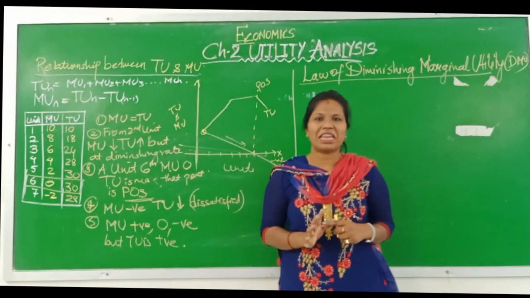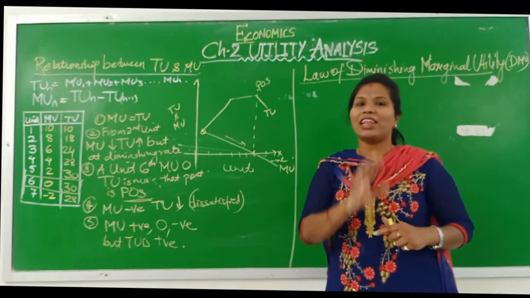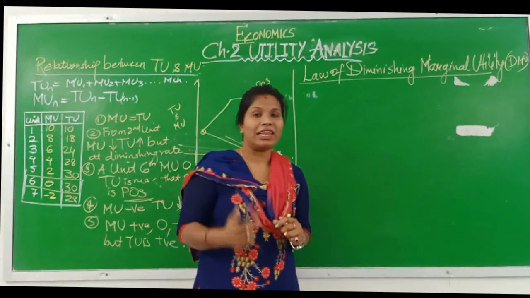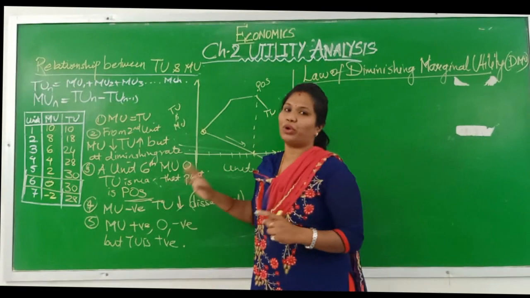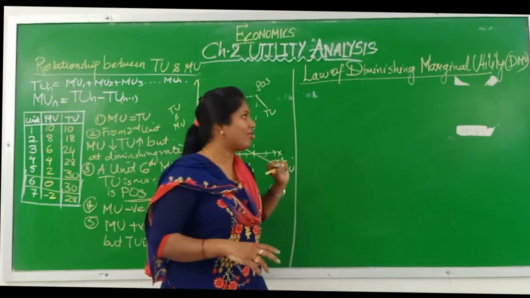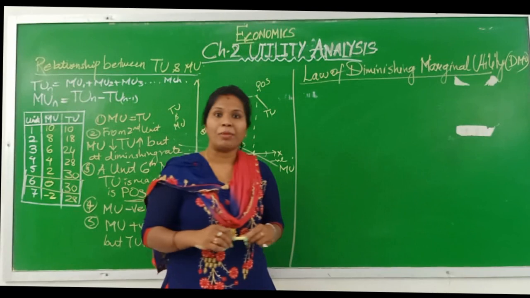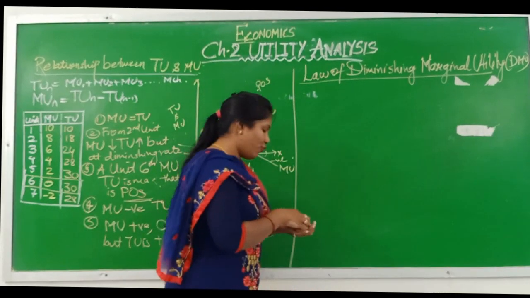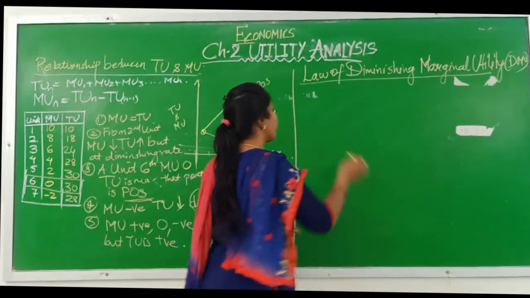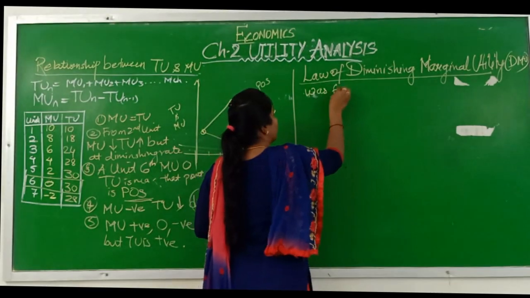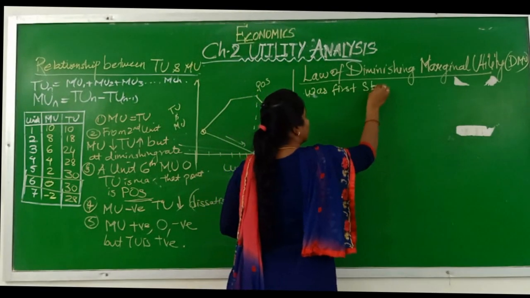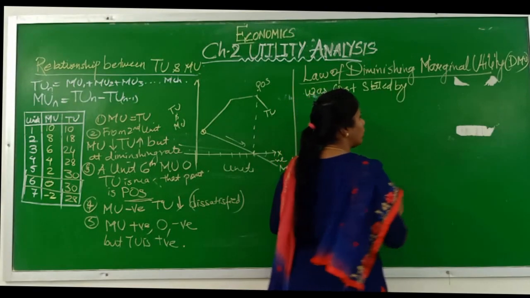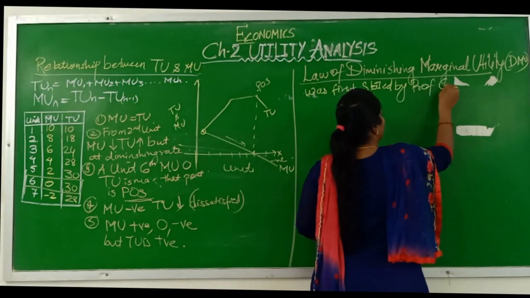One part of the relationship between TU and MU, I will tell you that afterwards. Let's see the law of diminishing marginal utility, because if I tell you the shortcut method, then you will totally focus on the shortcut thing. So first let's understand the law of diminishing marginal utility. The law of diminishing marginal utility was first stated by Professor Gossen.